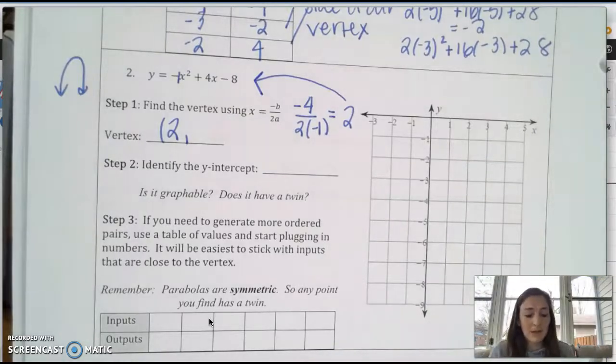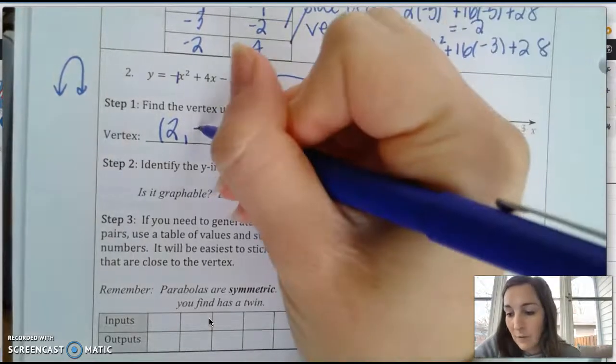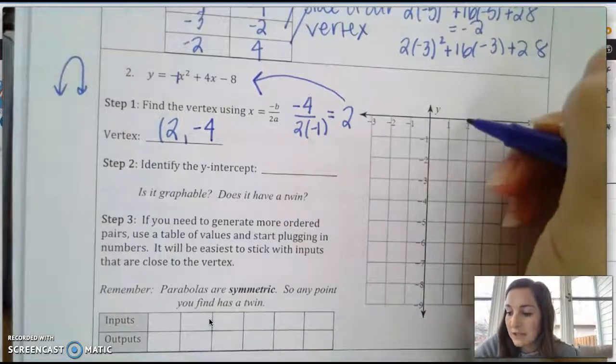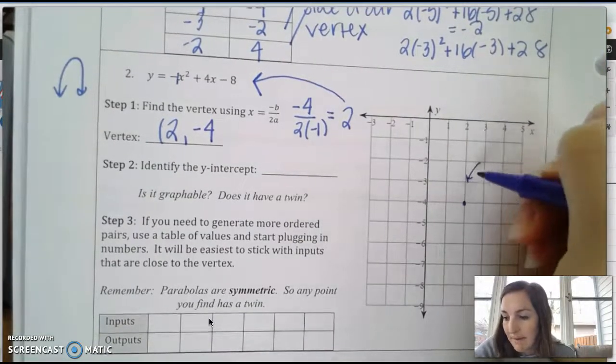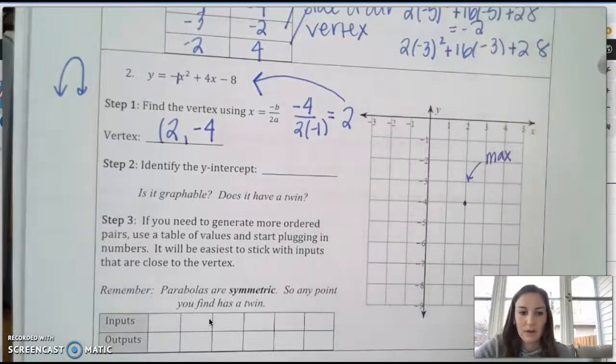So when I plug that in, I'm going to get a -4. So my vertex here is at 2, -4. So I know this is a U, so this is my max. Okay. So identify the y-intercept.